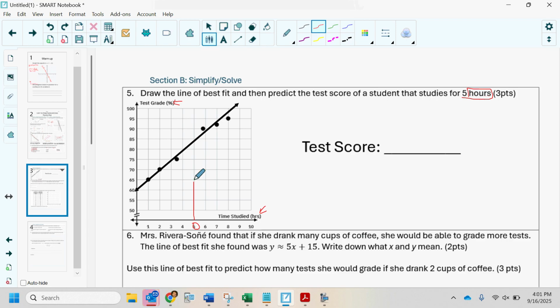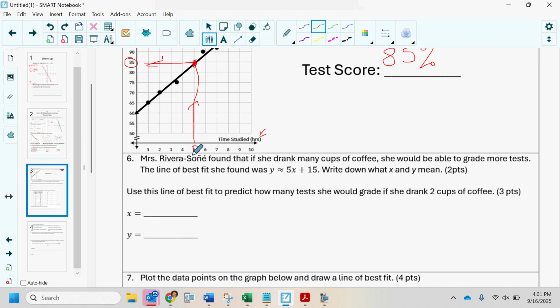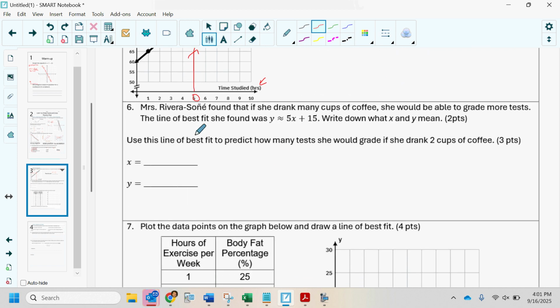We're going to go up to our line. Because if we get a new dot, where would we expect it to be? We would expect it to be on this line. So we expect a new dot to be right here. So we can go over and look at what our y value is, and that is going to be 85%. And so you want to show your work by using these lines straight up from 5 and then straight over, so that you show that you know what you're talking about.